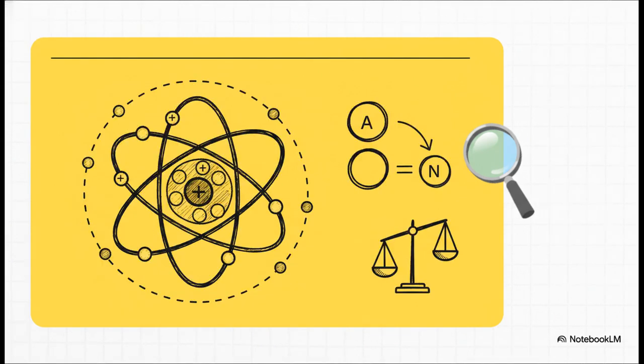Then you've got the mass number, or A. This is just the total count of all the heavy particles, so protons plus neutrons. And this gives us a really handy trick. To figure out how many neutrons there are, you just subtract the atomic number from the mass number. It's just a little bit of atomic math.